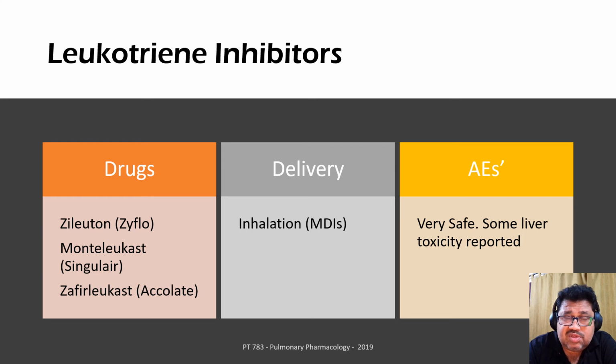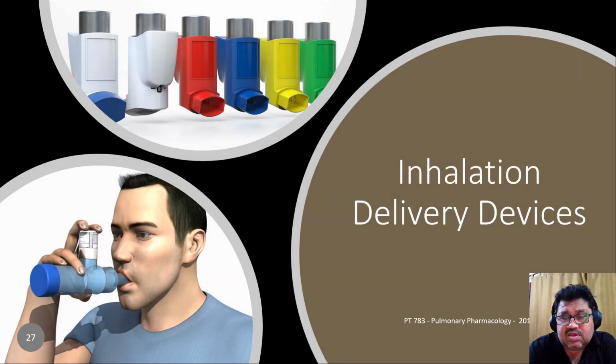These are used usually when the previous group of drugs are not adequate to control the reactive airway disease of asthma. Now, let's look at some of these delivery devices we have been talking about. What are metered dose inhalers and Spacehalers and so on.